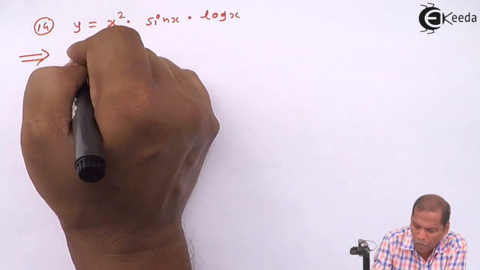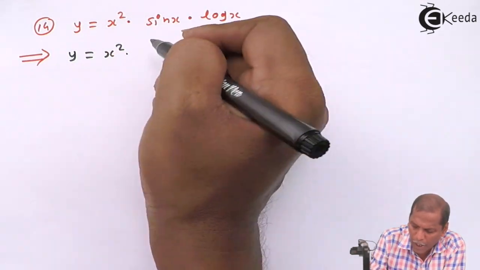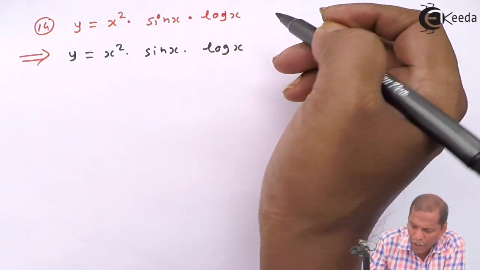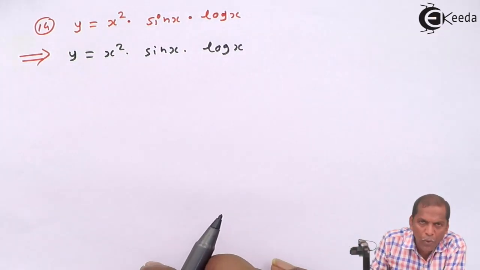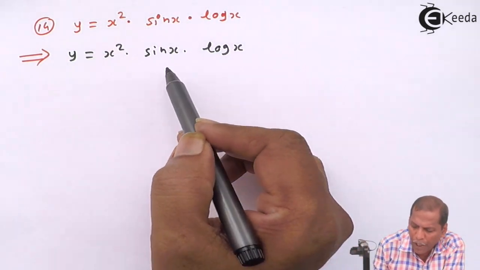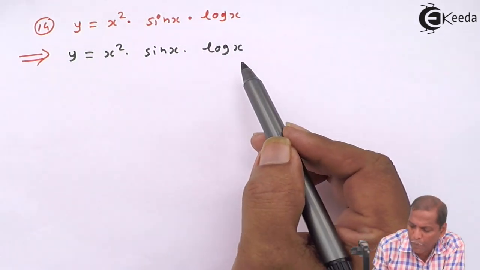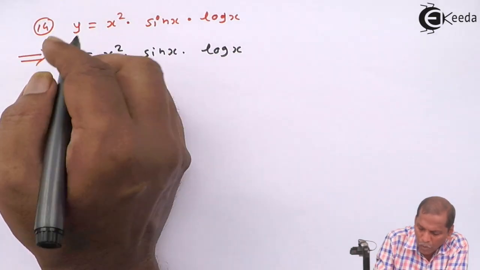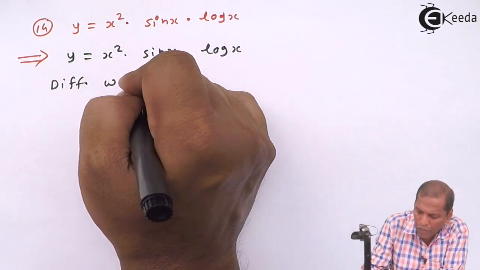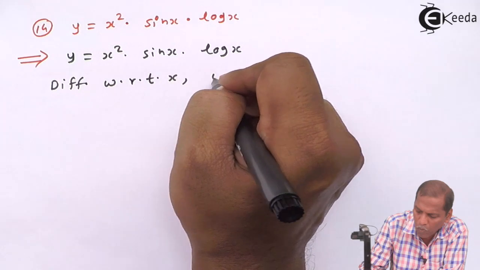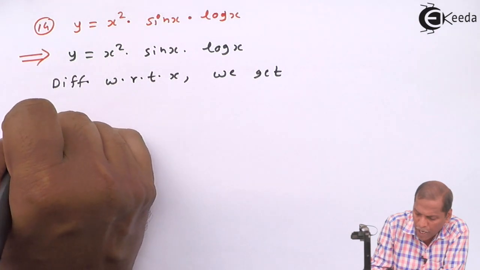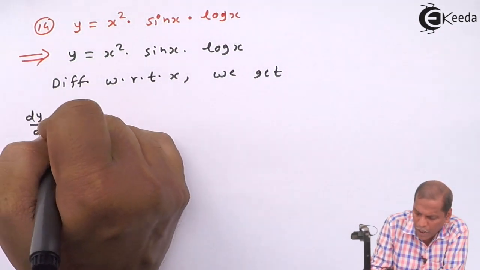First of all, we write y is equal to x square into sin x into log x. So here we apply u into v into w rule, where u represents x square, v represents sin x and w represents log x. Differentiating with respect to x, we get the derivative of y, dy by dx, is equal to.